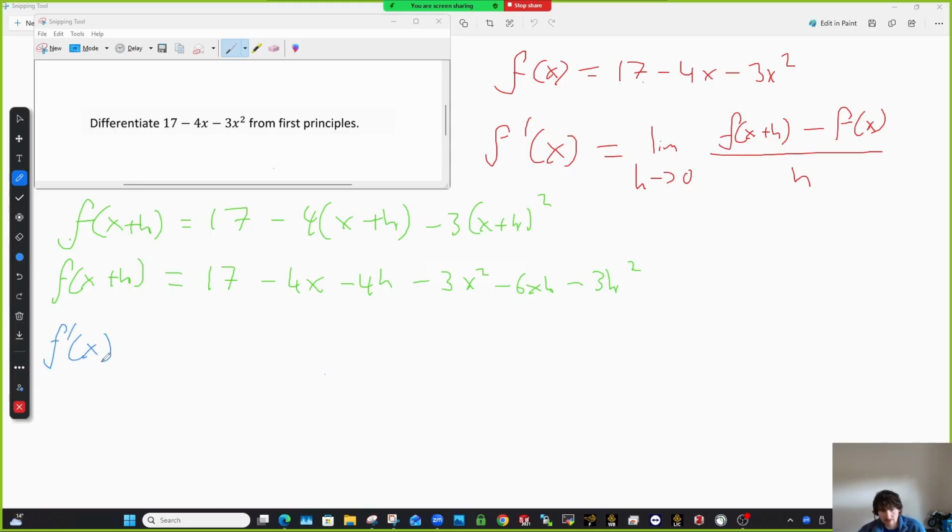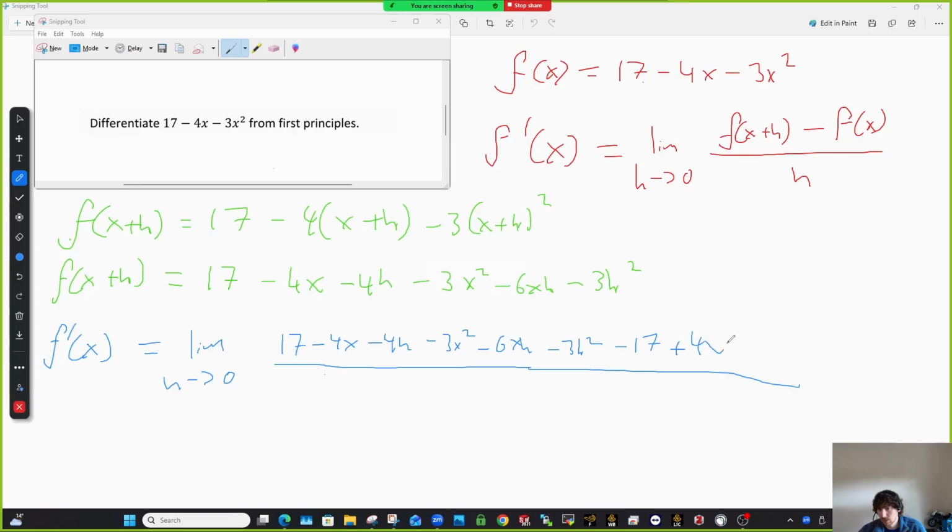This is now on the left f dash x, and this is equal to, you got to state this, the limit as h tends to 0. It's not correct if you don't state that, over f of x plus h, so you do got to sub all of that in there. It's pretty annoying. So it's 17 minus 4x minus 4h minus 3x squared minus 6xh minus 3h squared, all over, so this is then minus f of x. The quick way to do this is just change the sign on everyone there. So you just write minus 17 plus 4x and then a plus 3x squared. And then it's all over h.